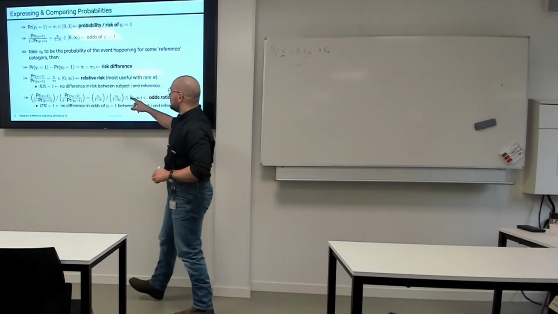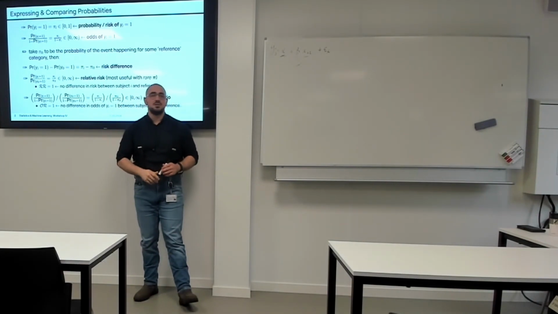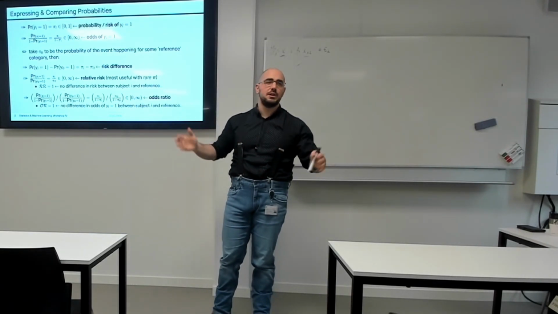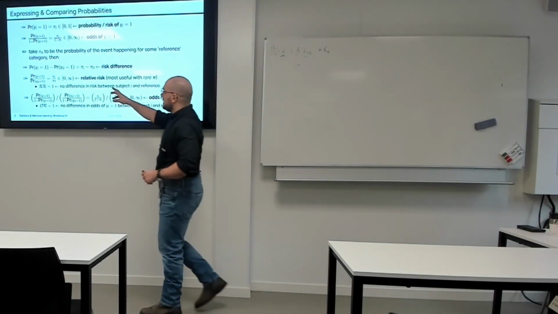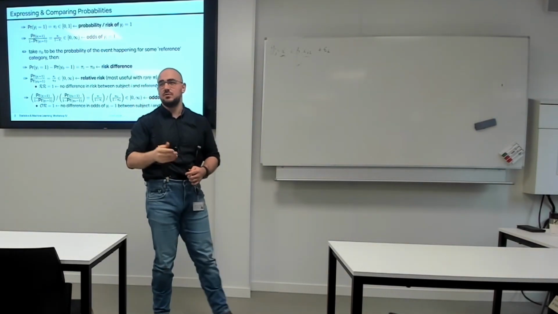So one measure that we like to use is risk difference. We take a reference category. So I'm just going to say the average person in the Netherlands is my reference for whatever we're looking at. And then I have a subject's risk. So let's say your risk.